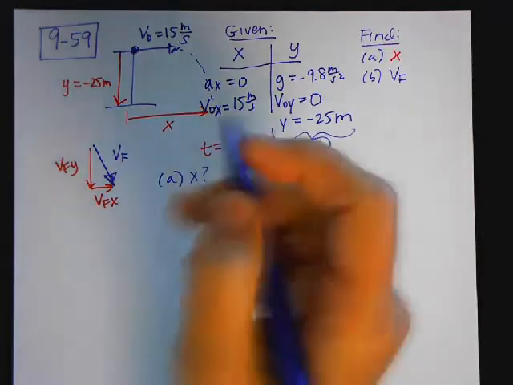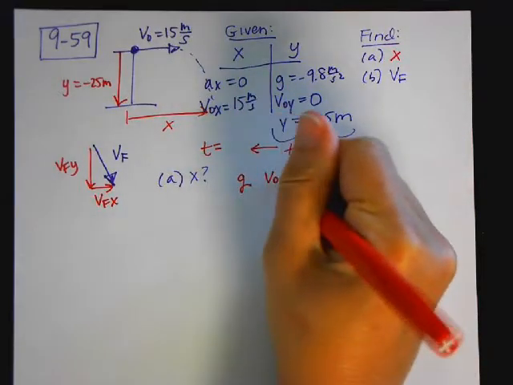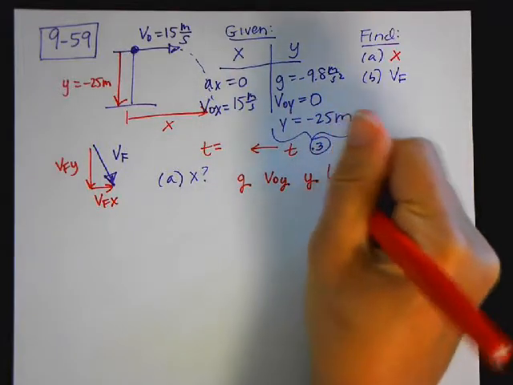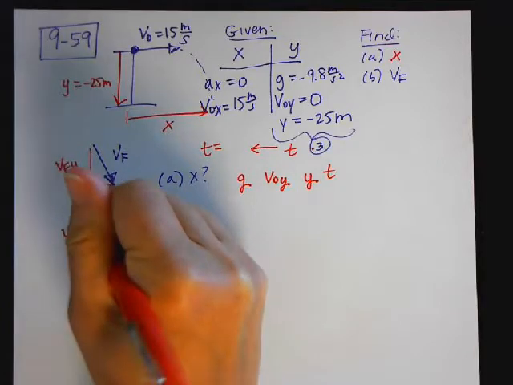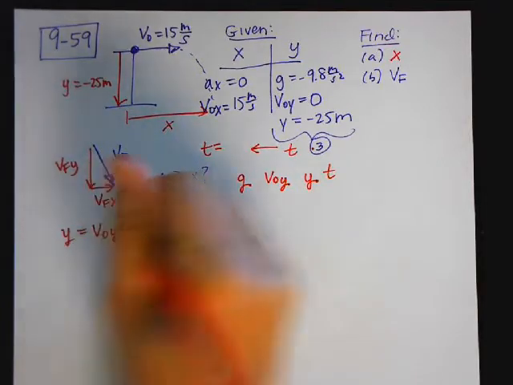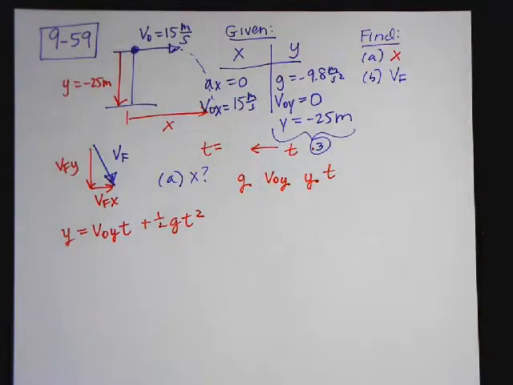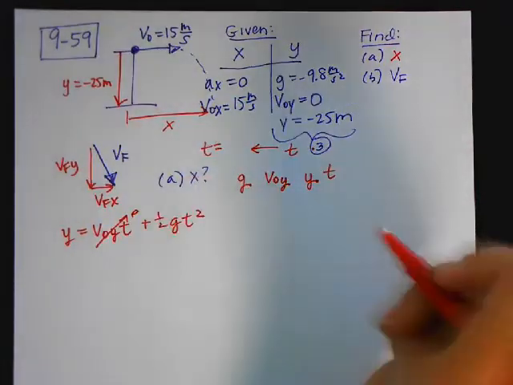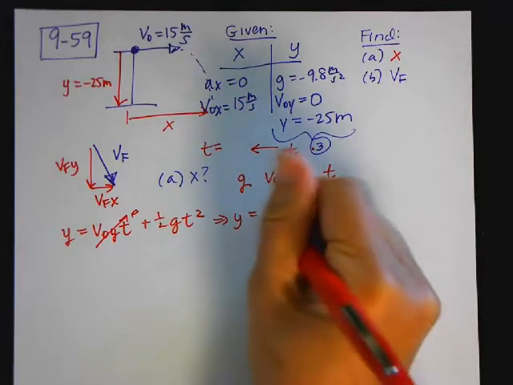So what am I going to do? I have little g, I have v naught y, I have y, and I want to find t. So I'm going to write my basic equation. y is equal to v naught y t plus 1/2 g t squared. v naught y is 0, so that whole term disappears. So I end up with y is equal to 1/2 g t squared.